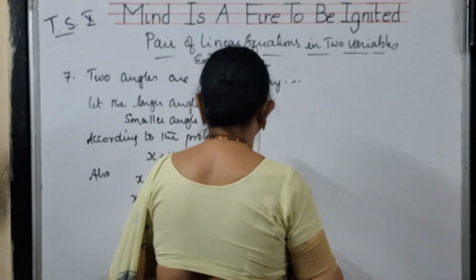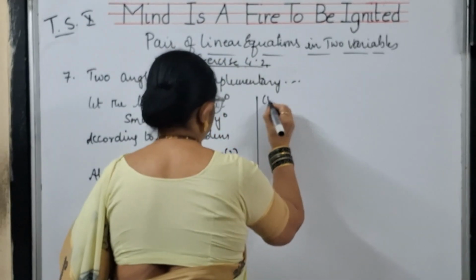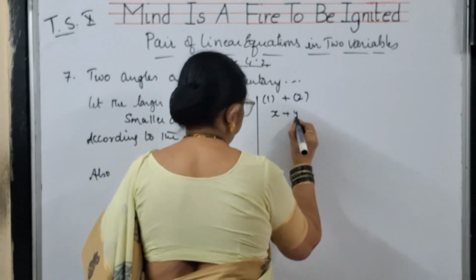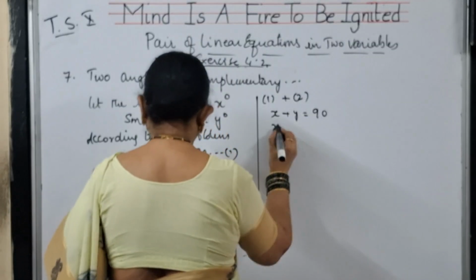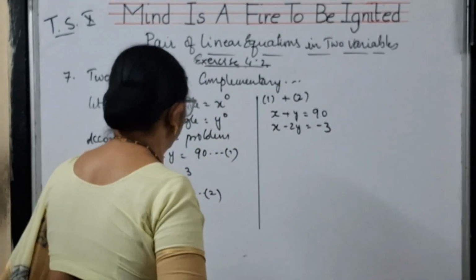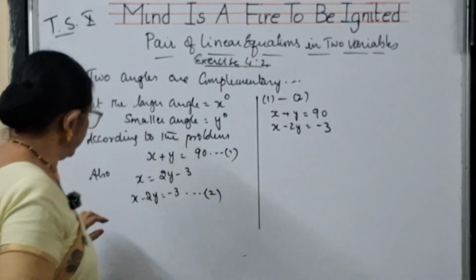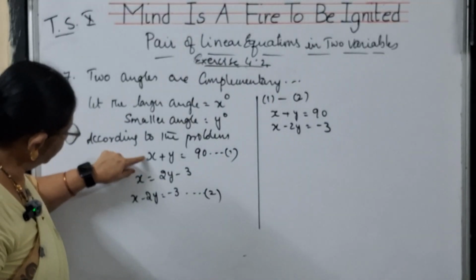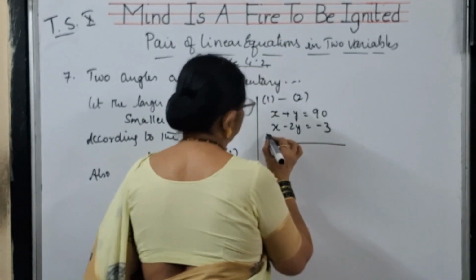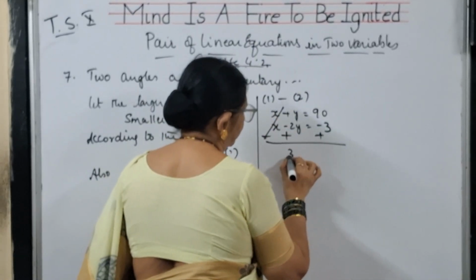Now, let me subtract these two equations. X plus y is equal to 90. X minus 2y is equal to minus 3. Of course, I should subtract, children. Why should I subtract? Because I want to cancel x. These two x's have the same sign, so I should subtract. So when I am subtracting, minus times minus is plus, and these two will get cancelled.